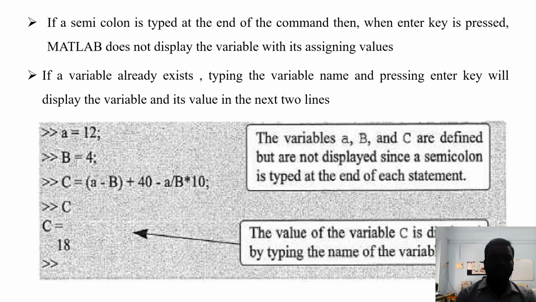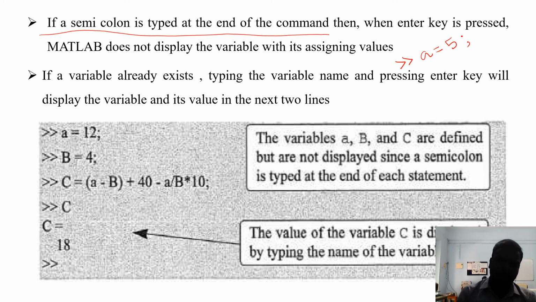Next, if a semicolon is typed at the end of the command and then the enter key is pressed, MATLAB does not display the assigned variable in the command window. Once again, we recall that if a equal to 5 is entered with a semicolon, the variable is not displayed in the command window.